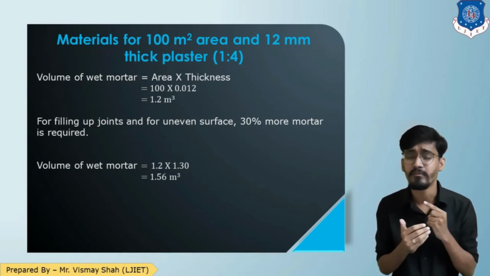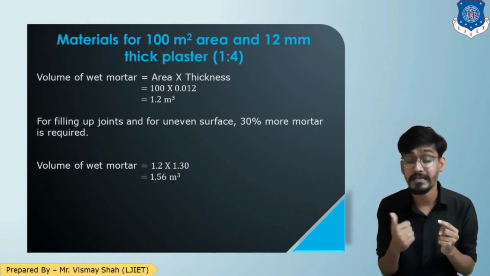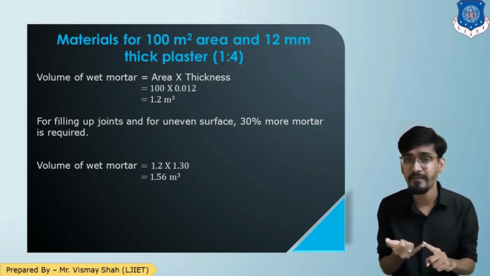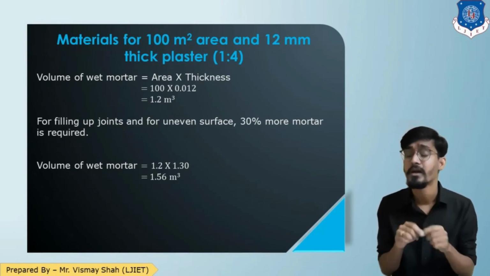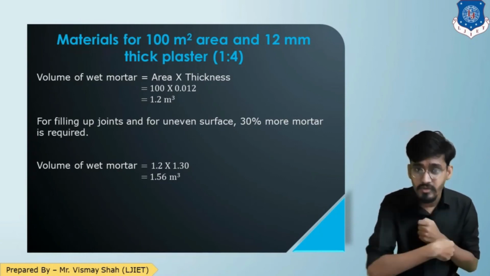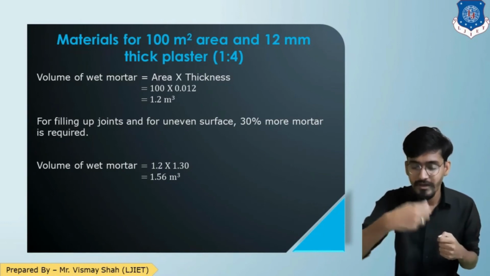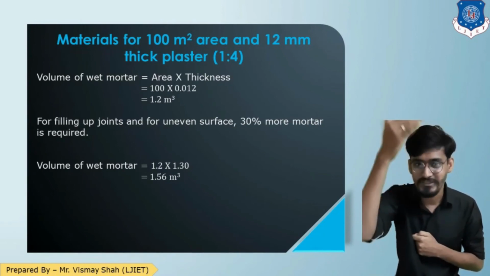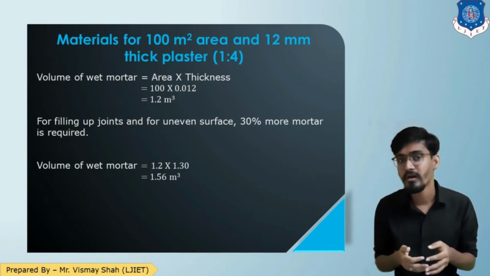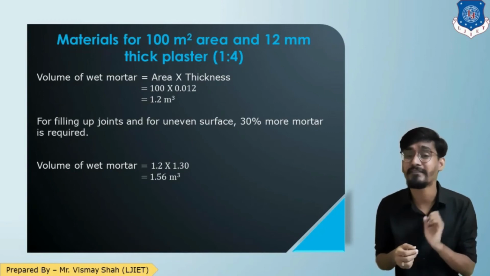Students, in brickwork we have taken this criteria as 15%, but in plaster we take it at double, 30%. Why? Because in brickwork the mortar is only going between 2 bricks. Now in plaster you need to spread the plaster, the labor is going to spread the plaster like this, so there are more chances of wastage compared to brickwork.